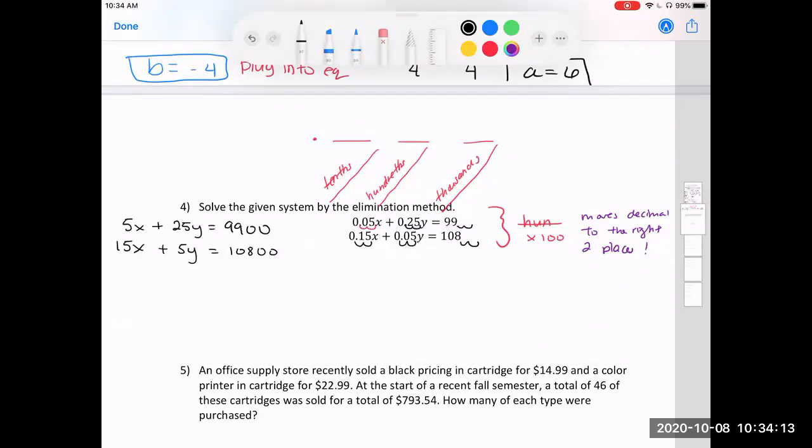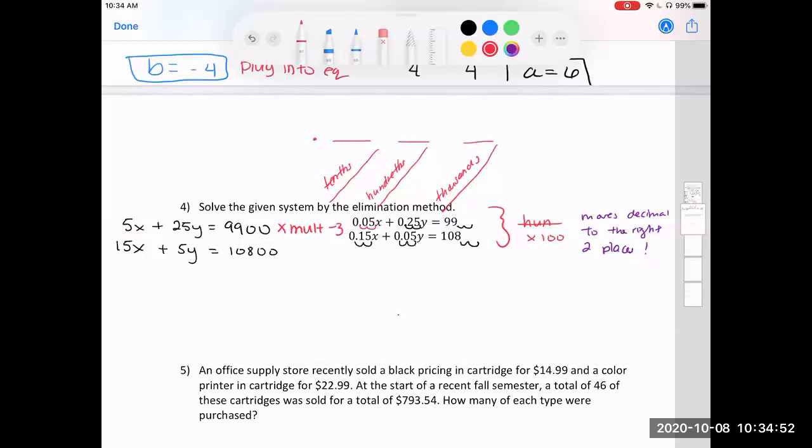Okay, so we want to solve using elimination. I'm looking at my x's and my y's, and I think which ones do I want to add to make 0? Or see if they already add to make 0. X's catch my eye. So let's go ahead and multiply our first equation by, well, I'm looking at this 5 and this 15. How can I make that 5 a negative 15? We multiply it by negative 3, right?